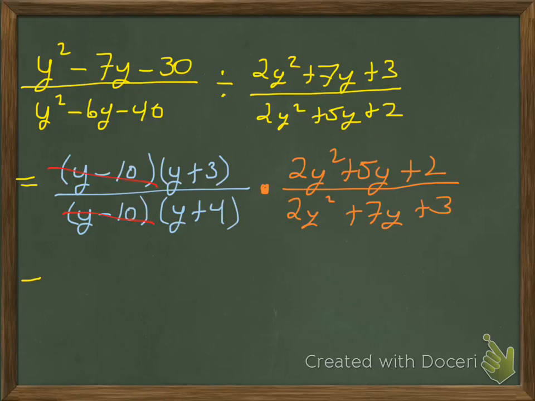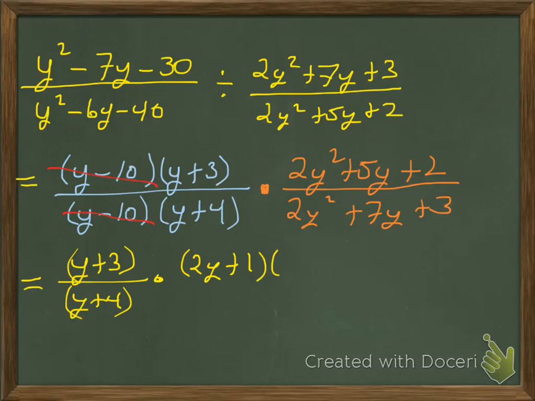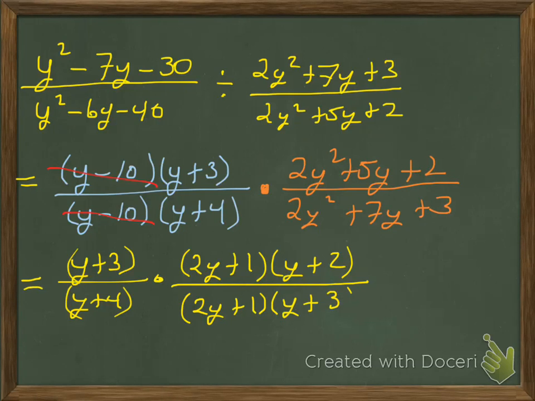And I already see on that first fraction that the y minus 10s are the same factors, so we'll go ahead and cancel them. Just make our life easier and less writing for us. So we'll have y plus 3 over y plus 4. And then I'm going to need to factor the other stuff. So upstairs we'll factor into 2y plus 1 and y plus 2. Downstairs we'll factor into 2y plus 1 and y plus 3.